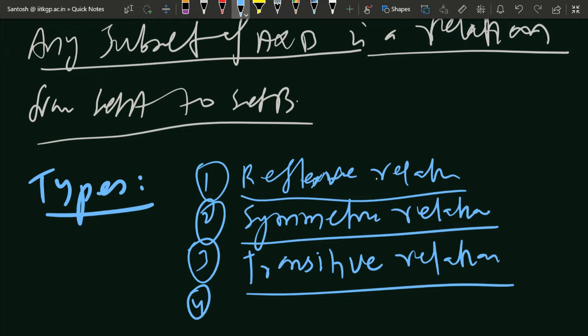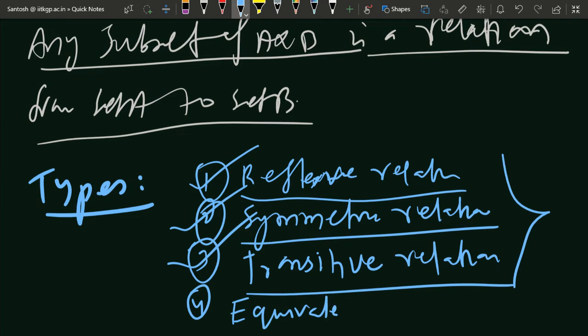So what is the fourth type, or the collective one? A relation which is reflexive, symmetric and transitive, all. What is the name of that relation? Equivalence relation. So the type of relation is equivalence relation. Actually, an equivalence relation creates equivalence classes, but that is another thing. One by one, we'll see the definitions.